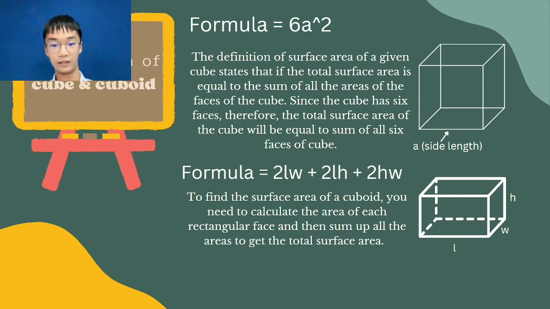Okay, so how do we find the surface area of a cuboid? To find the surface area of a cuboid, we need to calculate the area of each rectangular face and then sum all the areas to get the total surface area. So the formula is twice length times width, plus twice length times height, plus twice height times width.